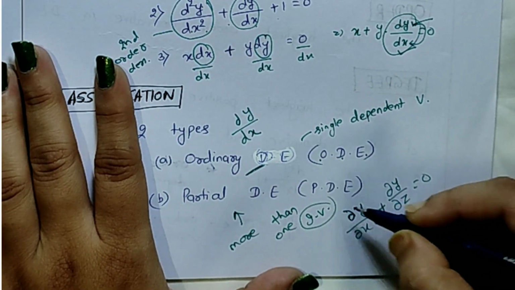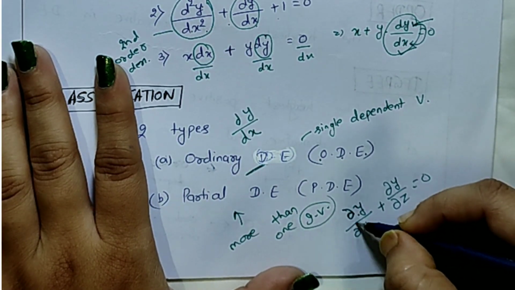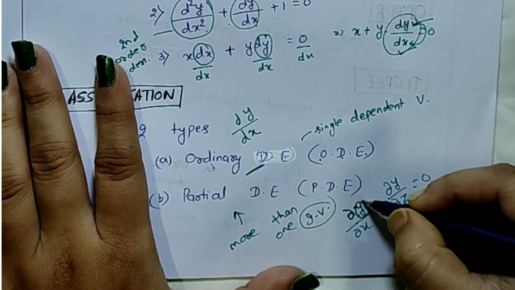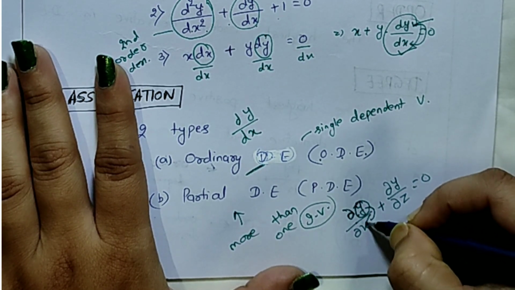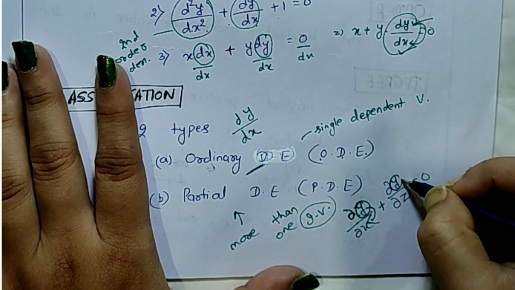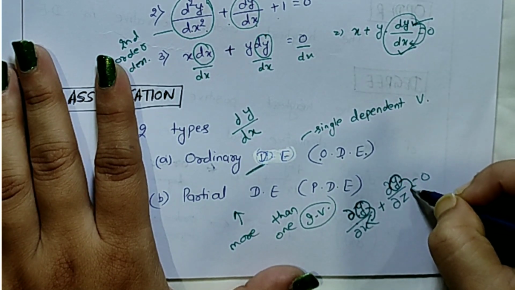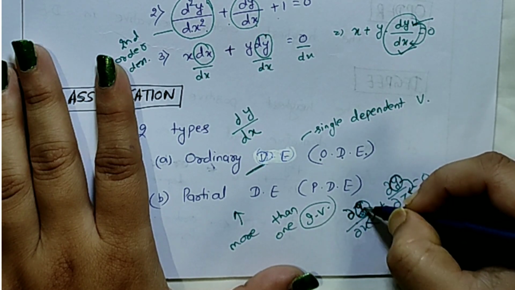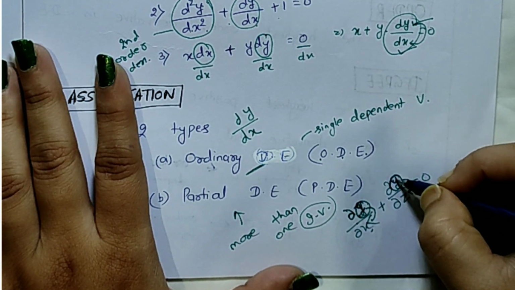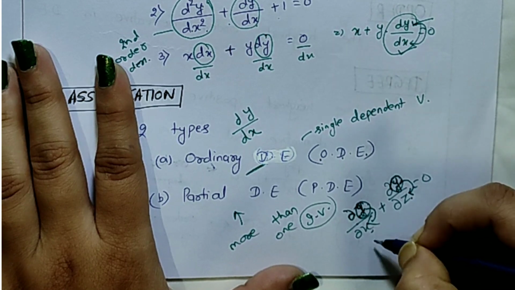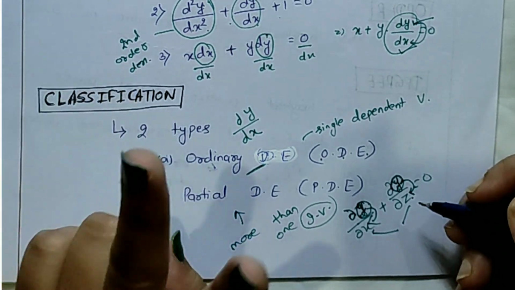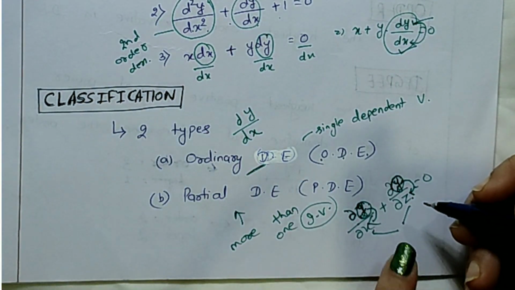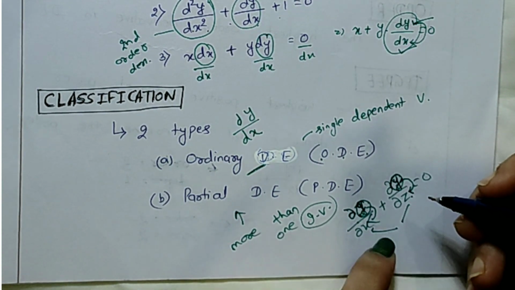This del is denoted for partial derivative. y is the dependent variable, x is the independent variable. y is the dependent variable, z is the independent variable. So we can differentiate y with respect to x, and we can differentiate y with respect to z. Here x and z are two independent variables. So this is a partial differential equation.